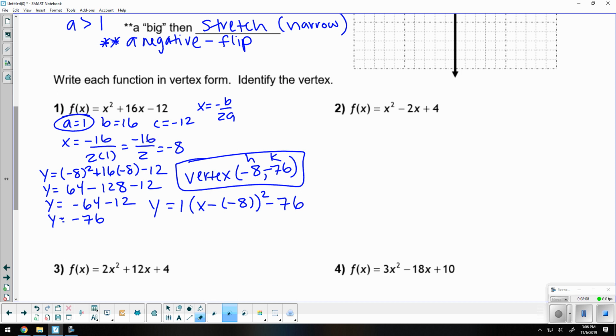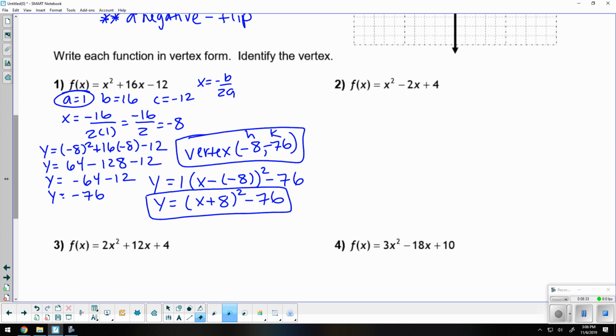All right, so let me just fix this now. I don't want to leave it minus a negative. I don't want to do that. So instead, I'm going to fix this. Again, I don't really need that 1 out front, so I'm just going to leave it off. But I'm going to make this into x plus 8, quantity squared, minus 76. And that would be your vertex form. Okay, so pretty neat. Got the vertex, you put it into vertex form, there it is in vertex form.